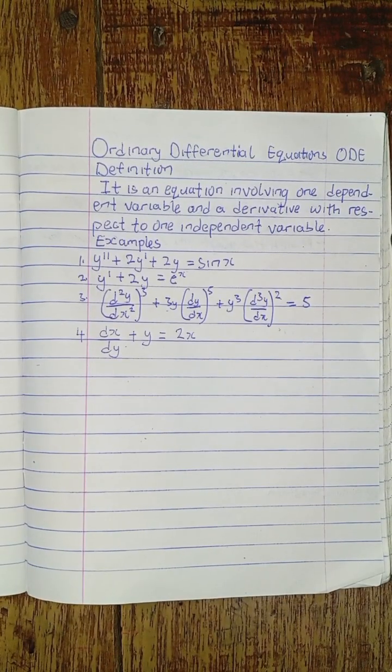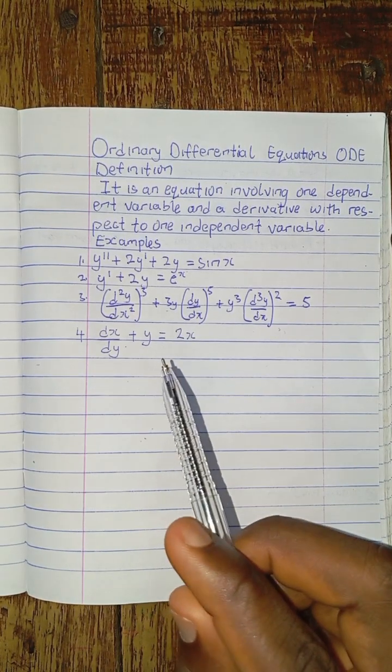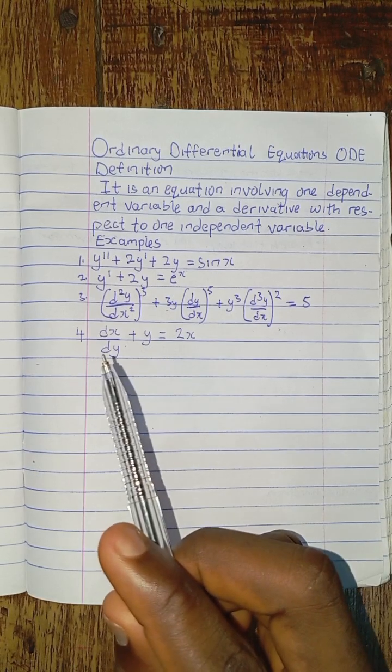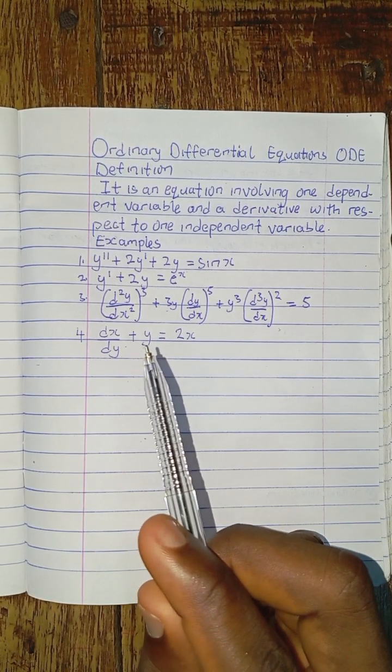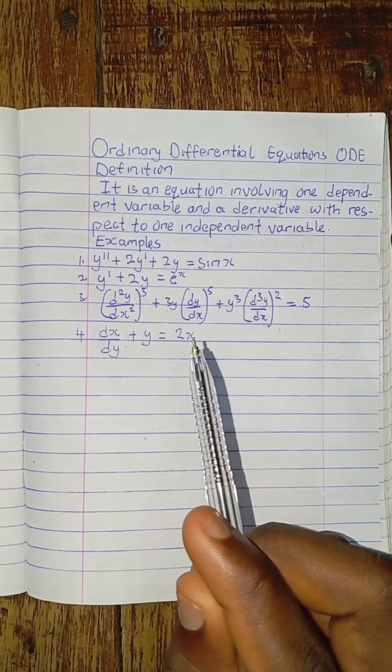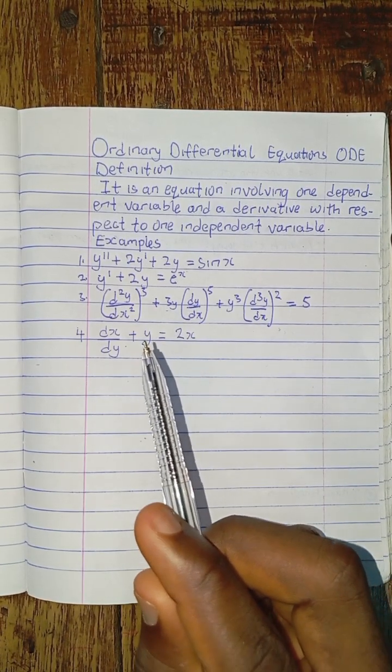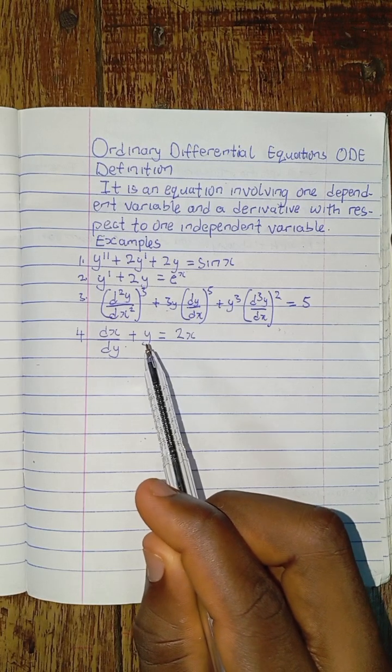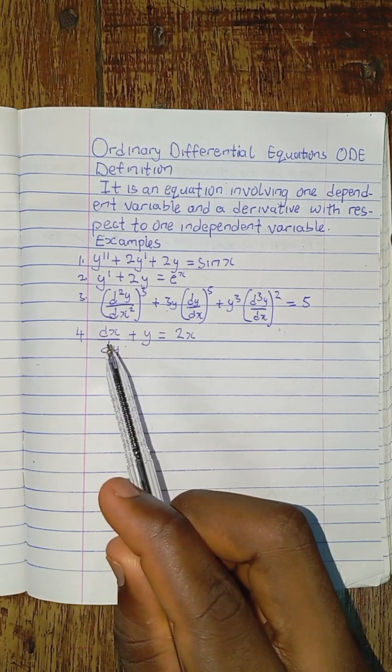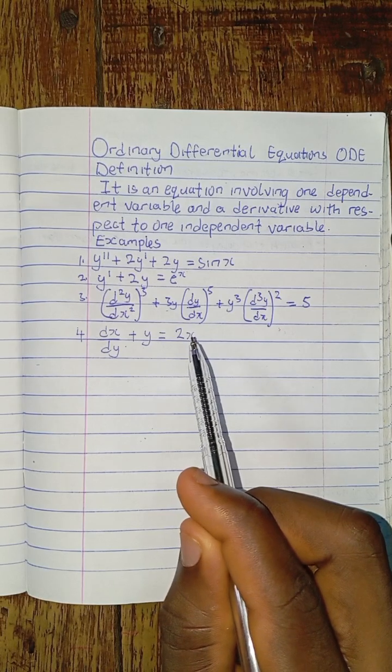Today we are going to be looking at ordinary differential equations, ODE. By definition, it is an equation involving one dependent variable and a derivative with respect to one independent variable. From the examples over here, we can see in example 4, dy over dx plus y is equal to 2x. From this example, we can see that y is a dependent variable and the derivative of y is with an independent variable x.